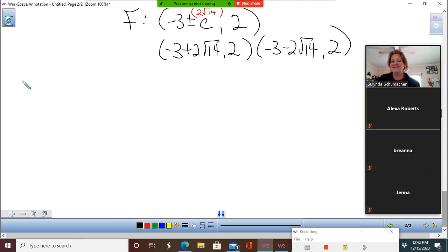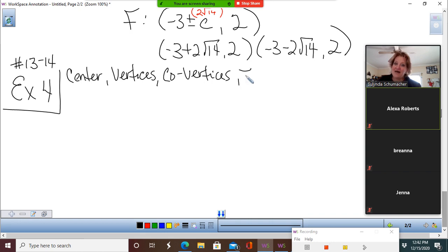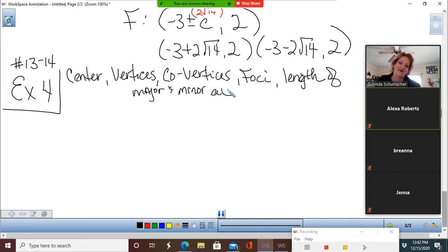All right, here's my next example, example number 4. This is going to be very similar to numbers 13 and 14 on the worksheet. I am going to ask you to identify the center, the vertices, the co-vertices, the foci, and the length of the major and minor axis.